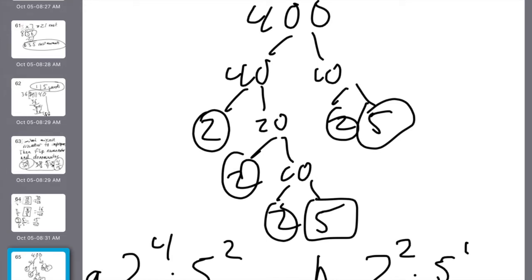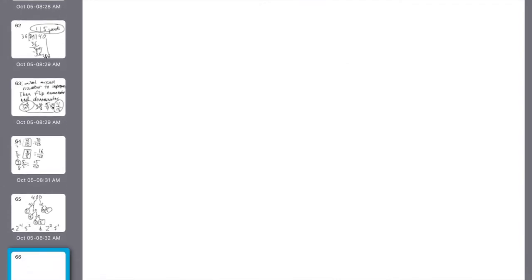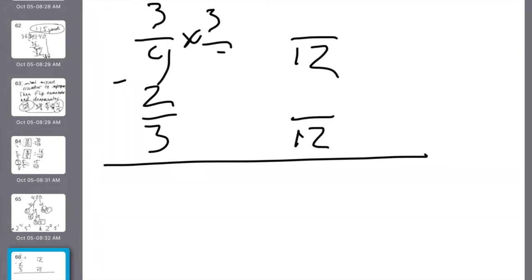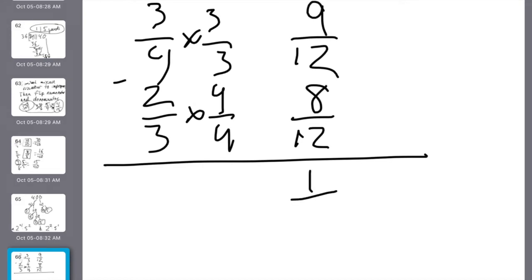15. Find fractions equivalent to 3/4 and 2/3 with a denominator of 12, then subtract them. So I got 3/4 minus 2/3. I have to get them to 12s. I have to multiply by 3 over here and by 4 down here. 3 times 3 is 9. 2 times 4 is 8. Subtract 9 minus 8 is 1. 12 stays the same, and I have 1/12.